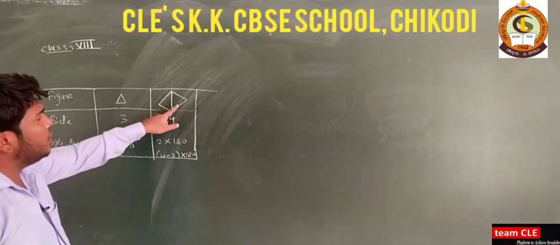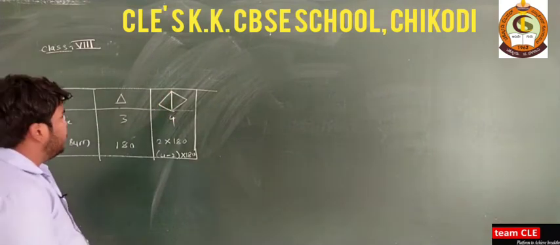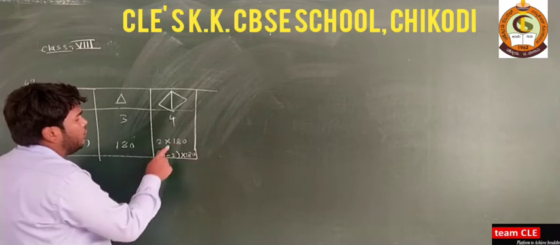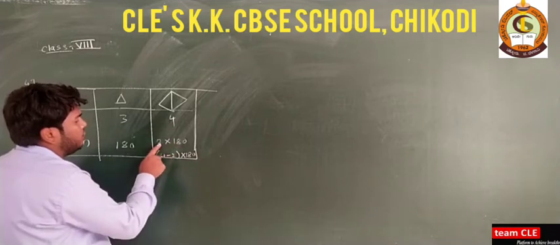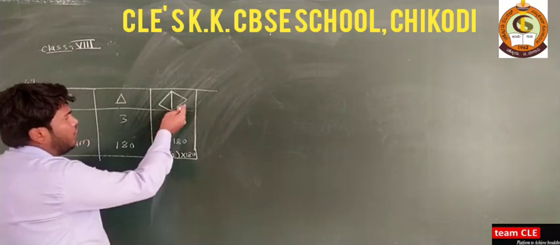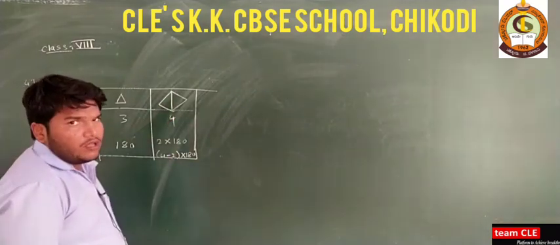Similarly, they have given 4 sides. For 4 sides it is 2 into 180. How is it 2 into 180? It is 4 minus 2, which is 2. So 2 into 180 is 360. You already know the sum of the angles of a quadrilateral is 360 degrees.